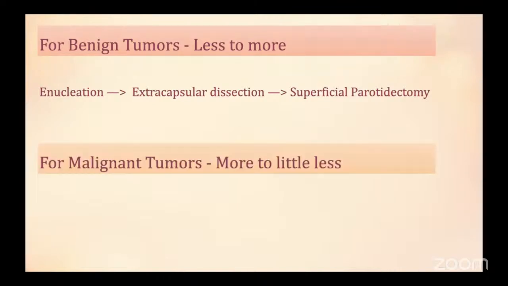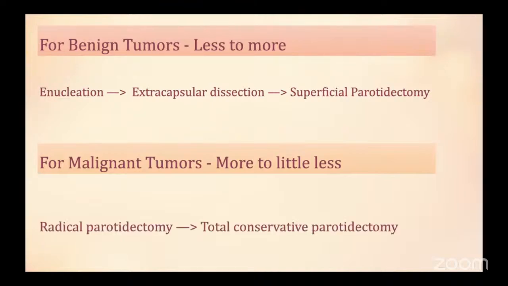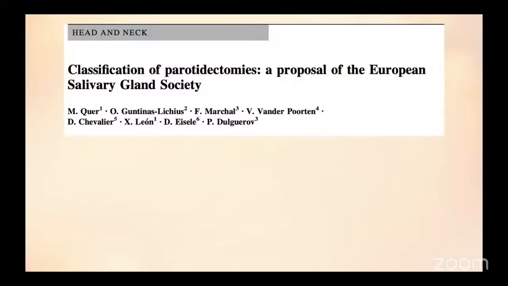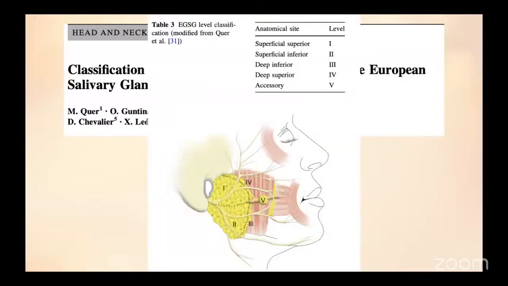And this is because a lot of recurrences were being noted in benign or small tumors, so that is why there's a shift in the surgical spectrum. For malignant tumors, it has been a little on the contrary side: instead of radical parotidectomy, we are more conservative for the facial nerve, preserving it as far as possible. So to maintain the functional outcome for malignant tumors, we are trying to preserve the facial nerve as far as possible.